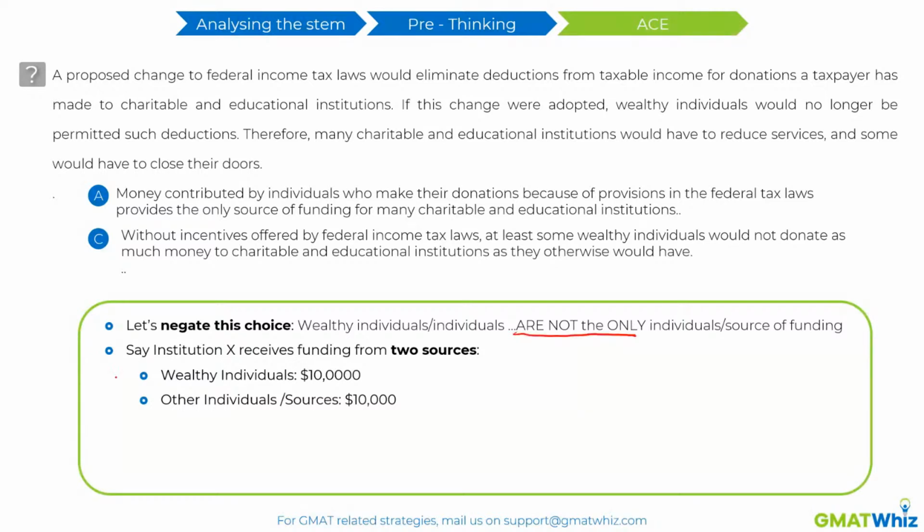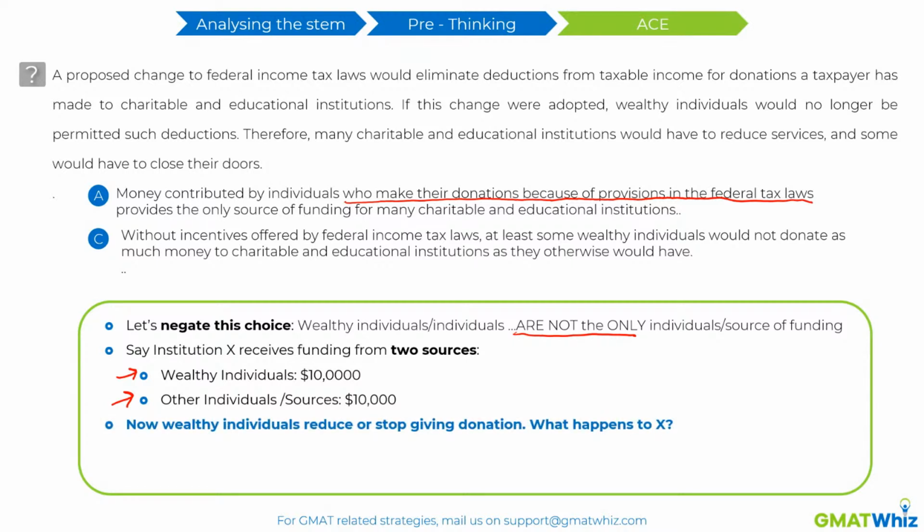So let's say wealthy individuals are one source, and then there are others who also donate money. Now, does this choice tell you that they will not donate money? Yes. It tells us that they won't make their donation because they are making donations only because of the provisions. Okay. However, even if there are other sources, but if the wealthy individuals don't donate money, okay, what happens to X?